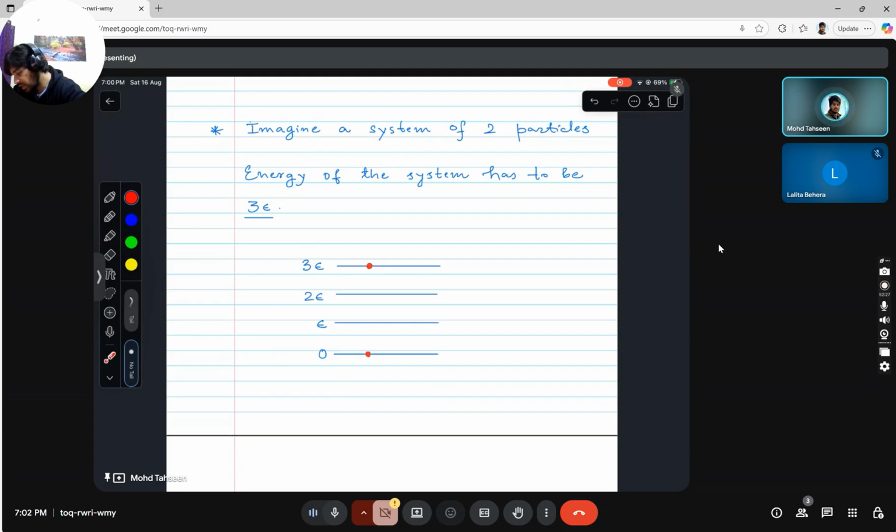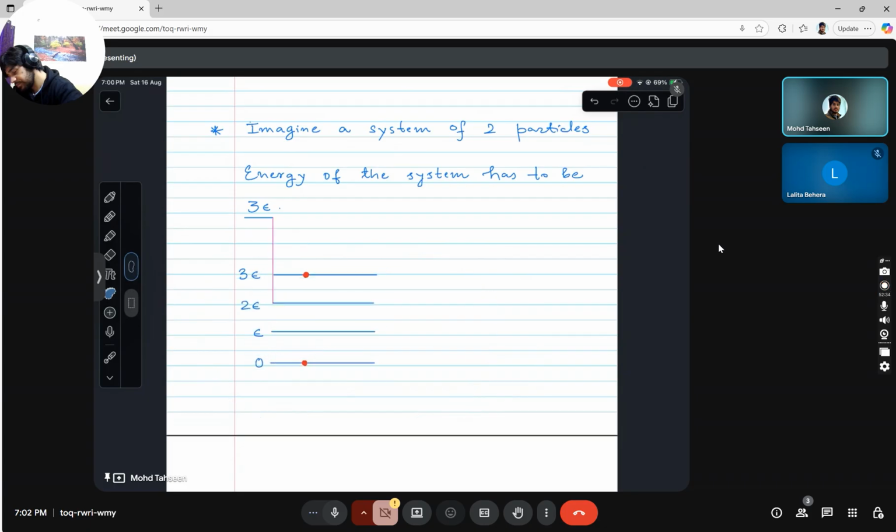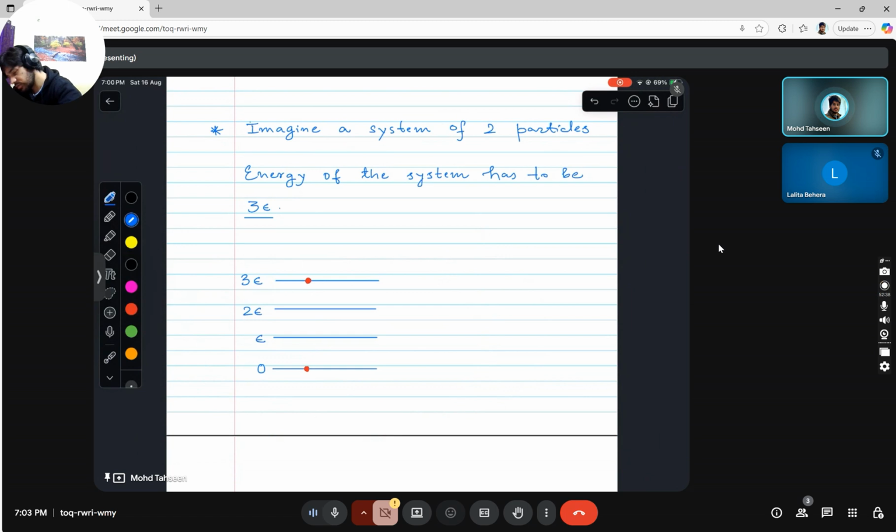And is there any other way? What if we have the same system again? Let me redraw the whole system, and let's say we have the exact same energy levels as before.